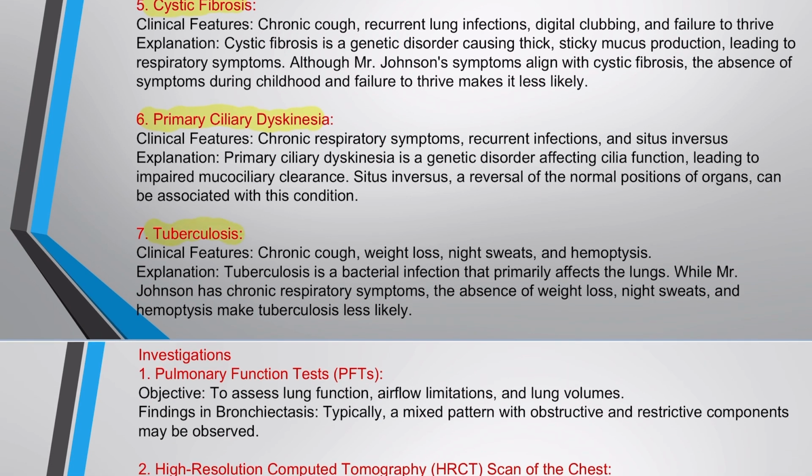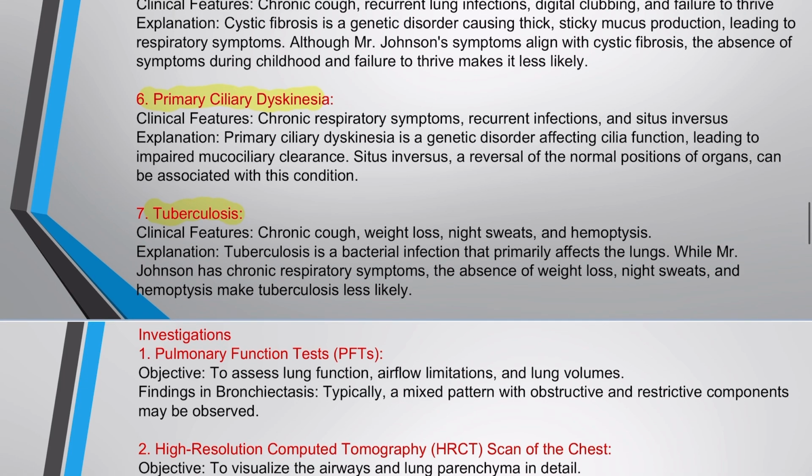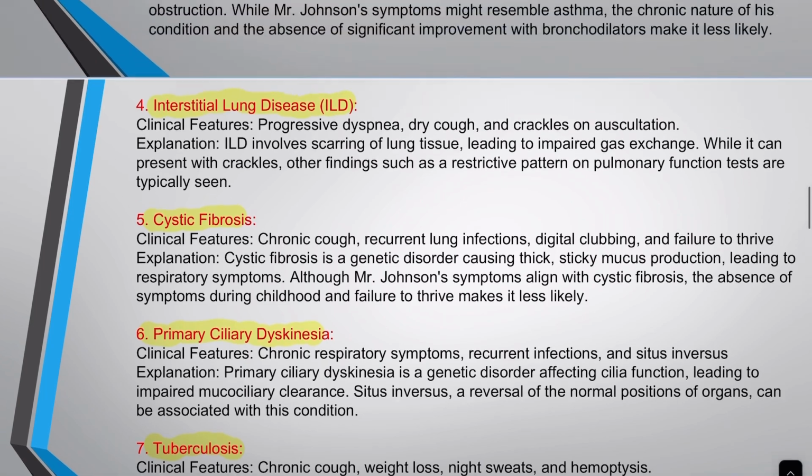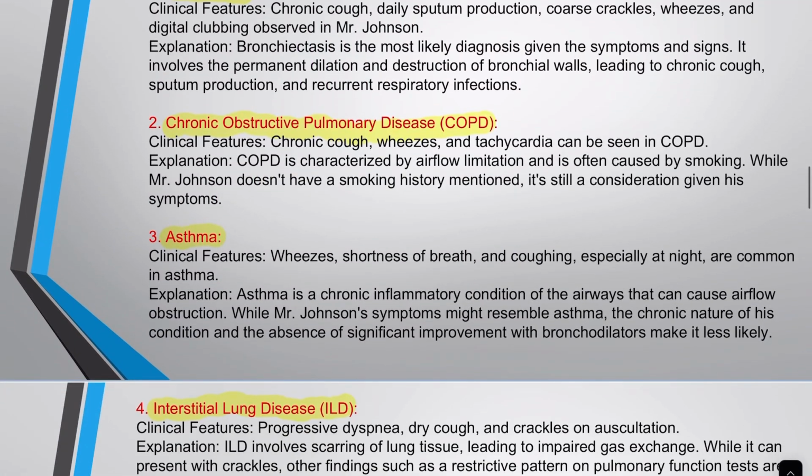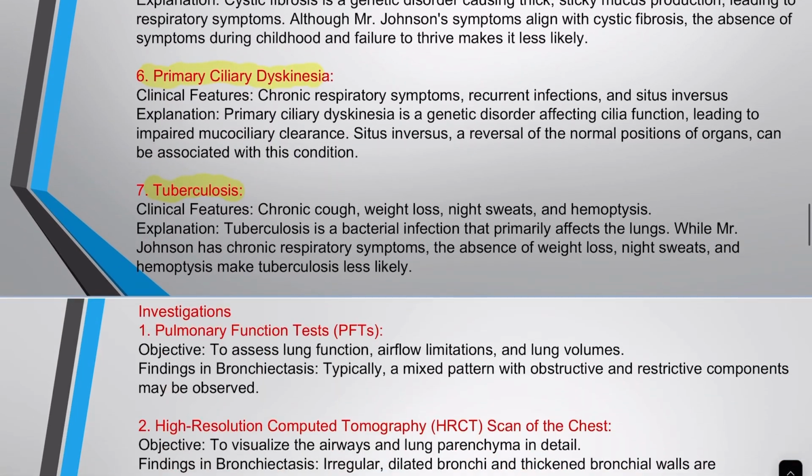Tuberculosis: chronic cough, weight loss, night sweats, hemoptysis. It's a bacterial infection that primarily affects the lungs. Mr. Johnson has chronic respiratory symptoms, but the absence of weight loss, night sweats, and hemoptysis make tuberculosis less likely, and there is no travel history as well. So these are all our differential diagnoses which you keep in mind while examining the patient with cough, sputum, and breathlessness.